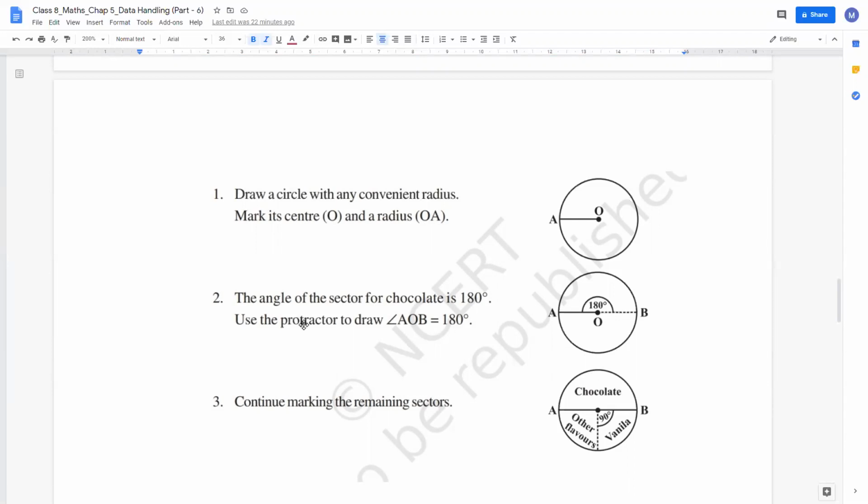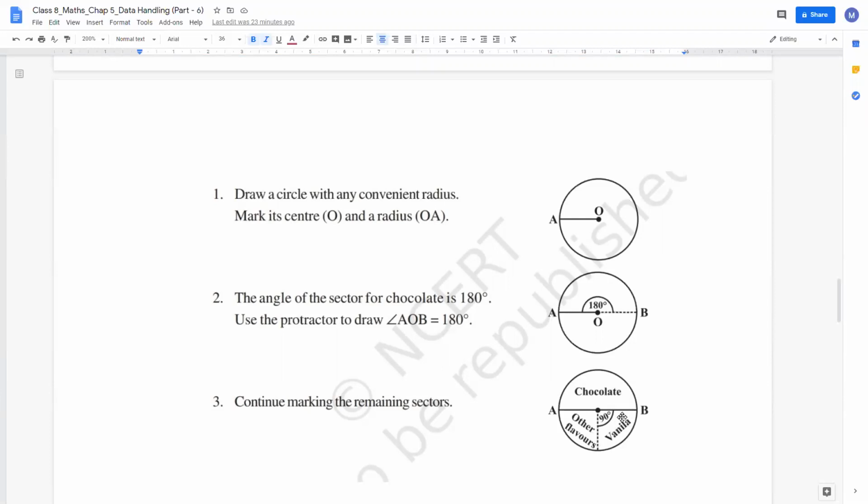Then the second part is what? Vanilla. What is the central angle for vanilla? 90 degree. So we have to keep the protractor on the line segment OB. That is the new radius we have drawn. On that, every time we have to keep the protractor. So keep the protractor on line segment OB and measure an angle of 90 degree. So keeping the protractor here, you will get a 90 degree point here, and joining it you will get this dotted line segment.